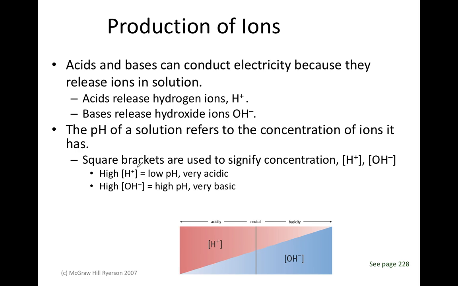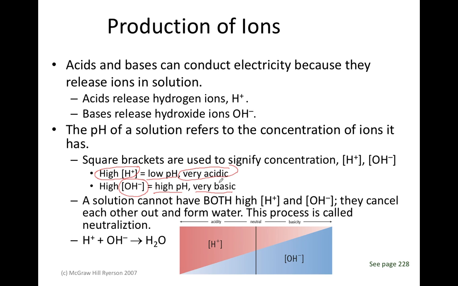So a high concentration of H+ means it's very acidic and it has a low pH. A high concentration of OH- means it's got a high pH and it's very basic. A solution cannot have both H+ and OH-. They cancel each other out and form water. This process is called neutralization. So when you combine an acid with a base, it produces water, and we say that they neutralize each other.